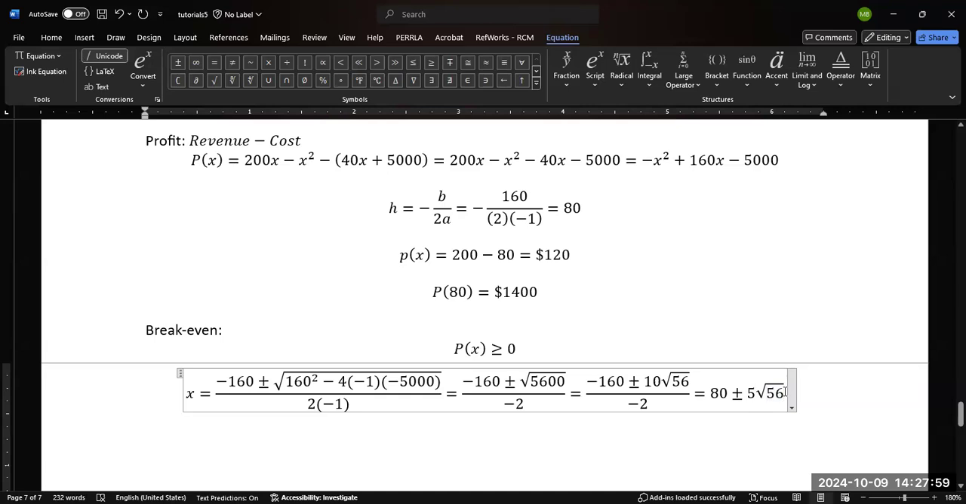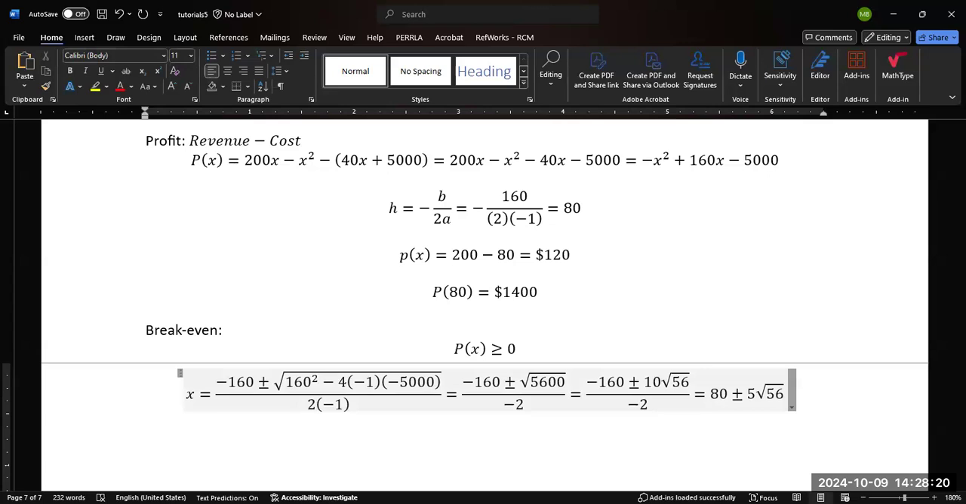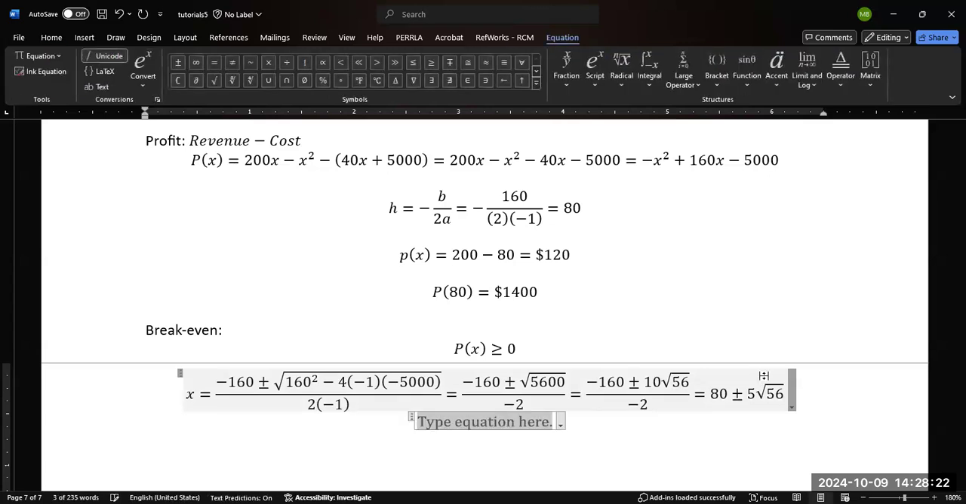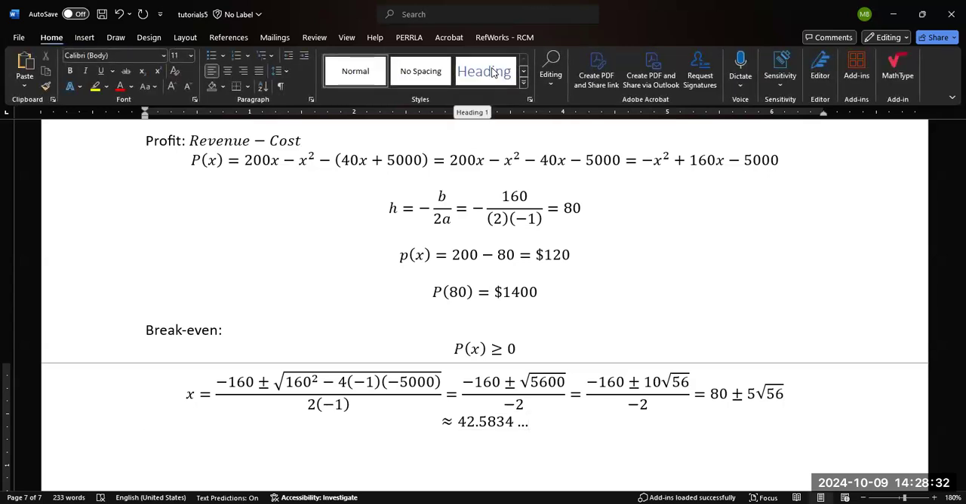Again, I could simplify this more, but I don't really need to because I'm going to put this in the calculator. Now, 80 plus 5 square root of 56, that's the upper value. That's the maximum number I can sell and still make a profit. I want the smaller value. So 80 minus 5 times the square root of 56 is the smaller value. I have to sell approximately 42.5834 items in order to achieve a profit.